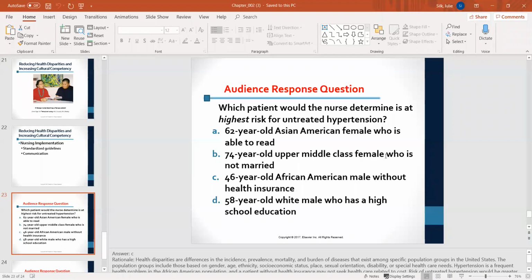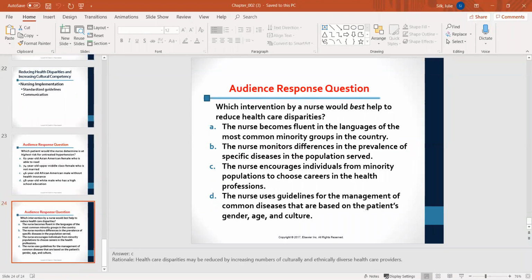So who do you think would be at highest risk for untreated hypertension? C, because he does not have insurance. So, yeah. Plus, with African Americans, they tend to have a big issue with high blood pressure. So yeah, that's another thing. All right, how about this one?